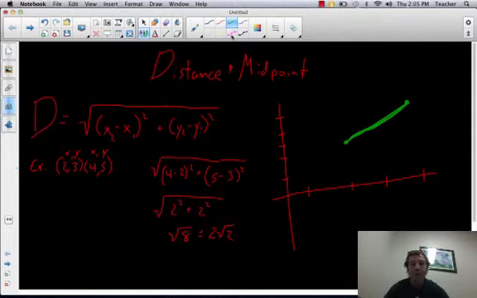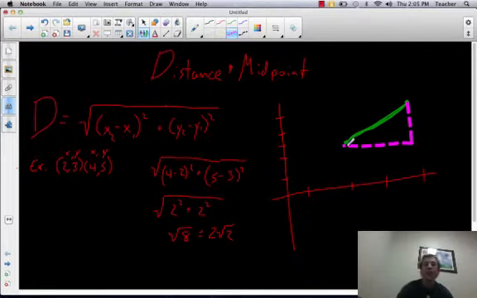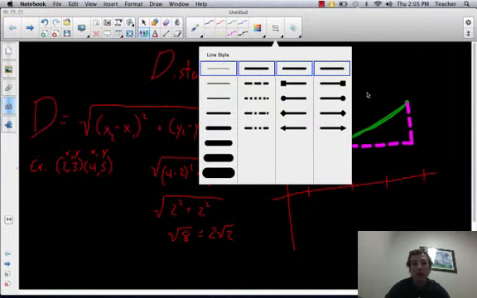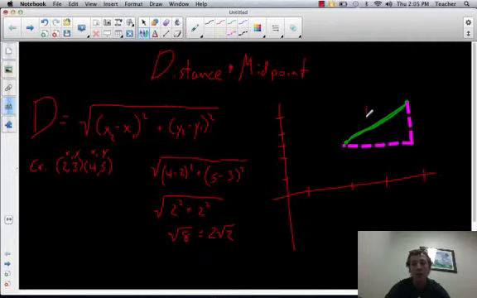Now, what happens when we draw these funny dotted lines? Granted, I know it looks like junk, but we just created a triangle. Now, let's say this is our length we want to find. So this is going to be D.